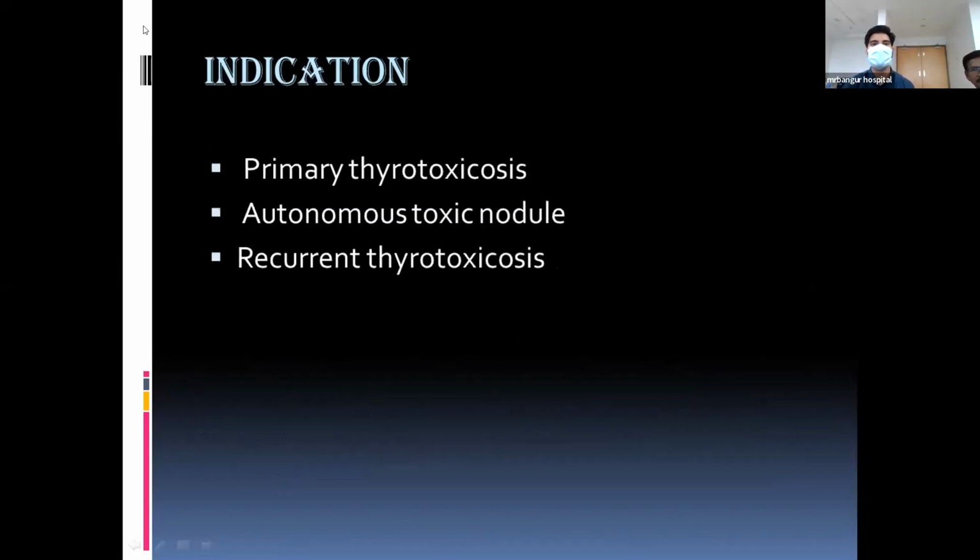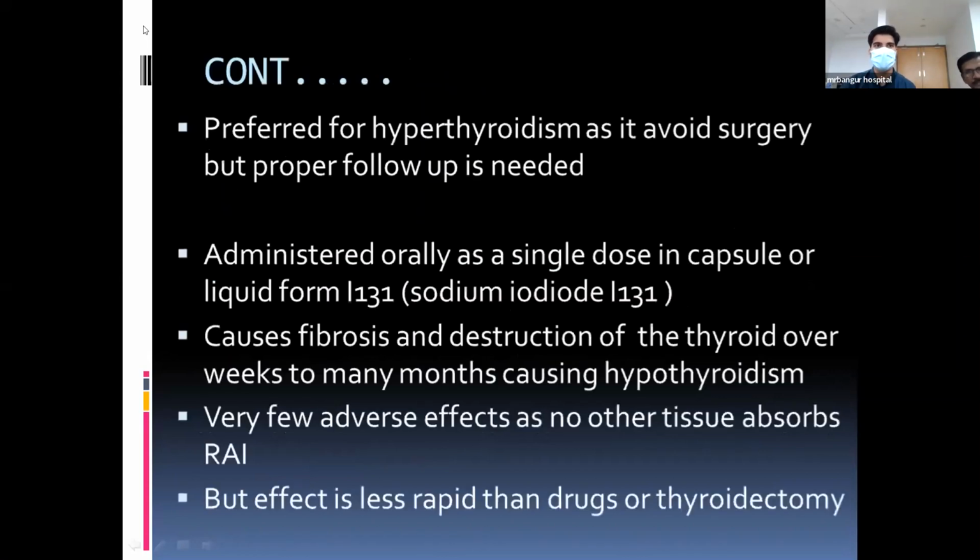Now, what are the indications? In case of primary thyrotoxicosis, autonomous toxic nodule, and recurrent thyrotoxicosis. It is preferred for hyperthyroidism as it avoids surgery, but proper follow-up is needed. It causes fibrosis and destruction of the thyroid gland over weeks to many months, causing hypothyroidism. But the effect is less rapid than drugs or thyroidectomy.